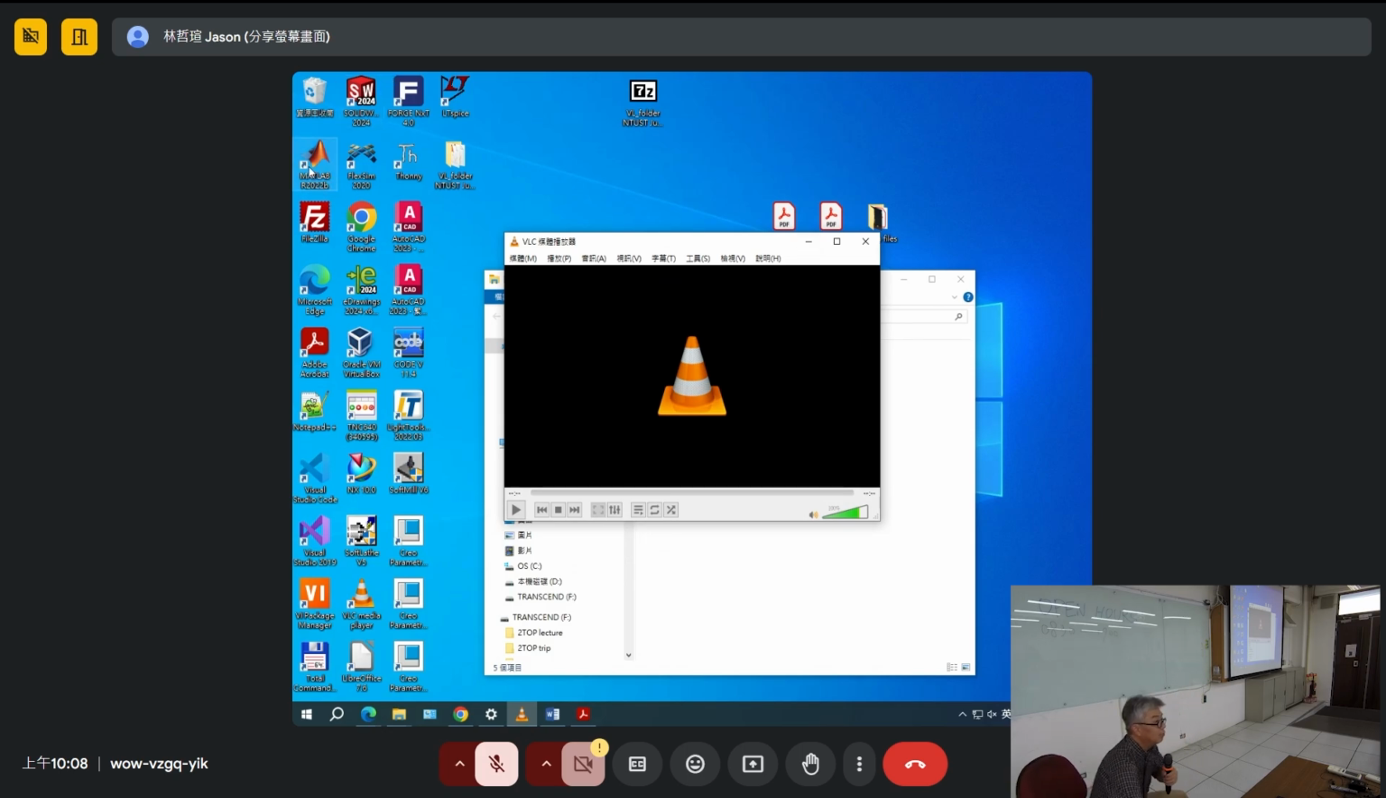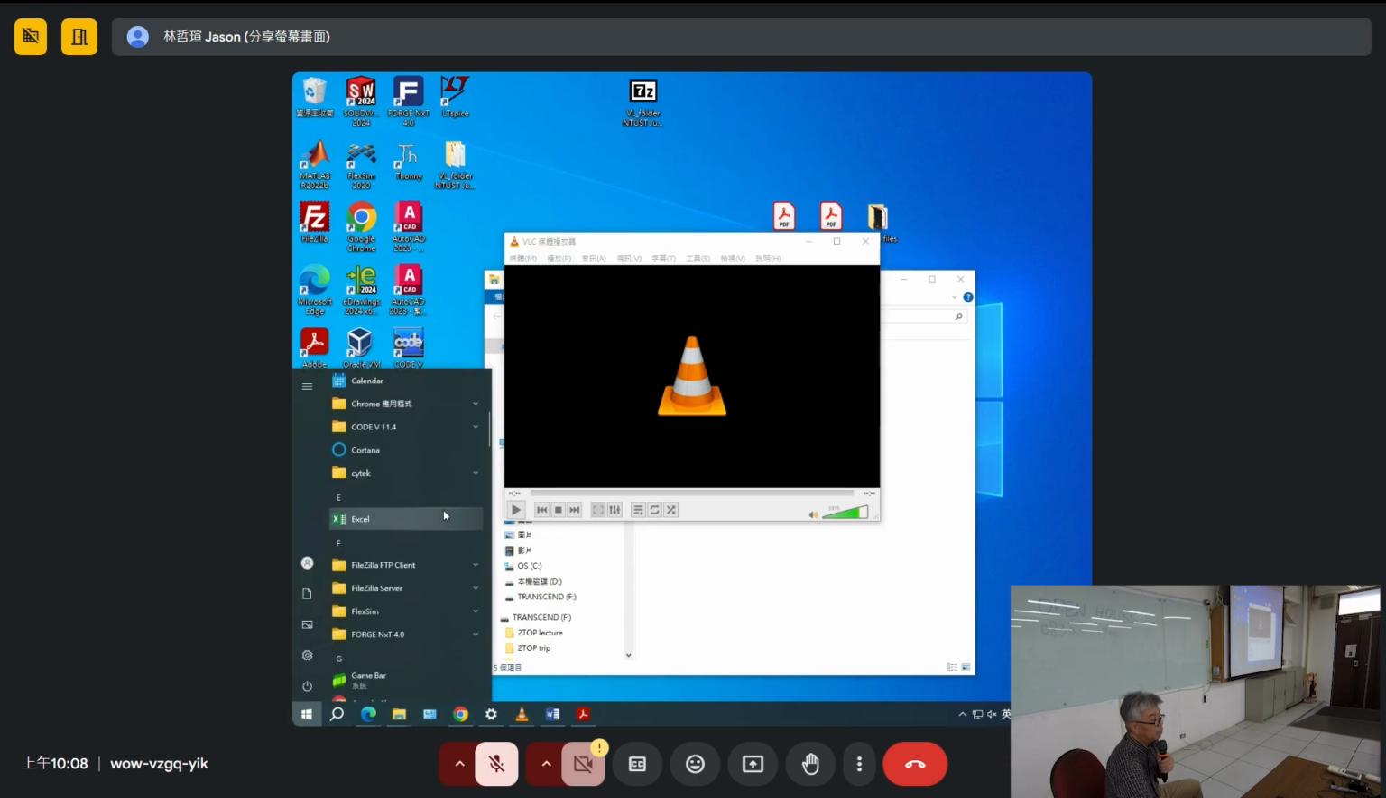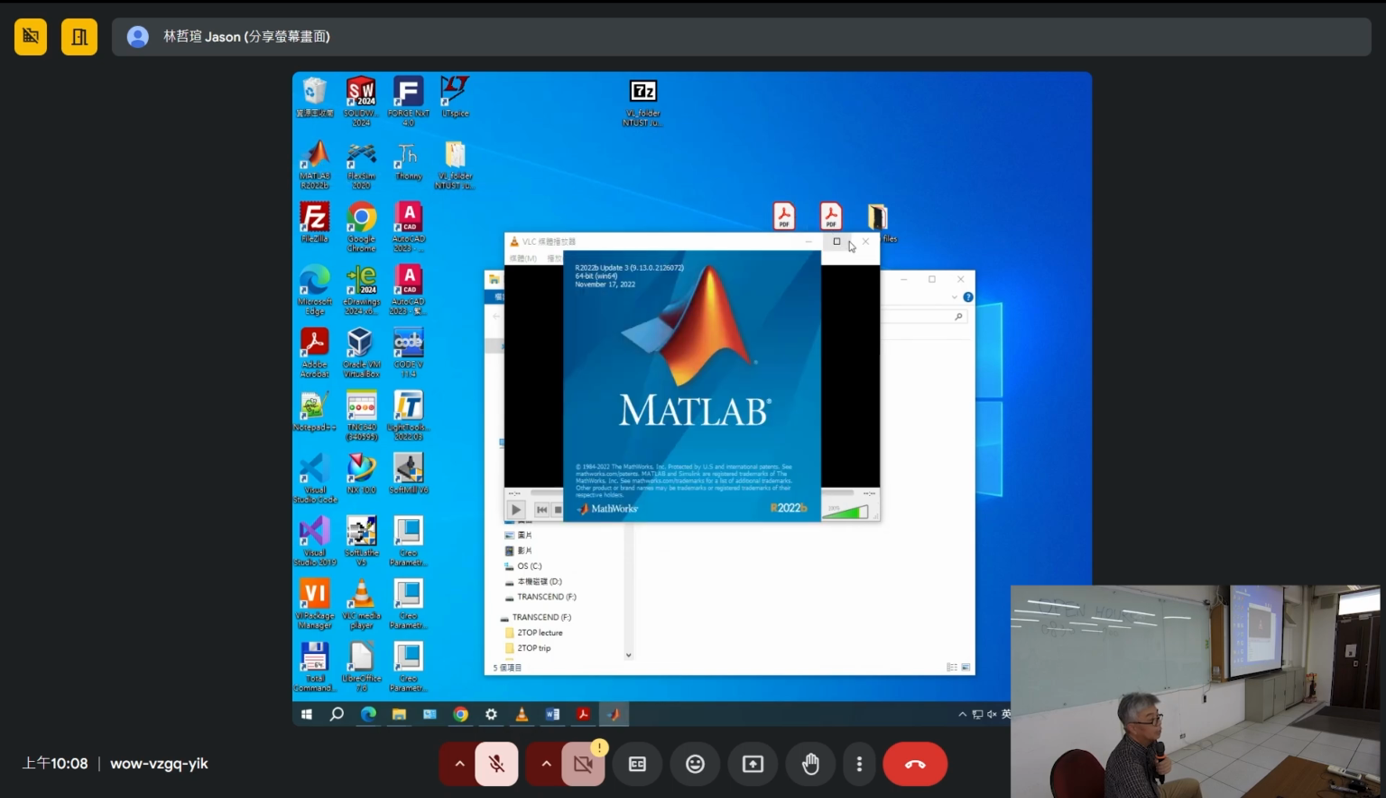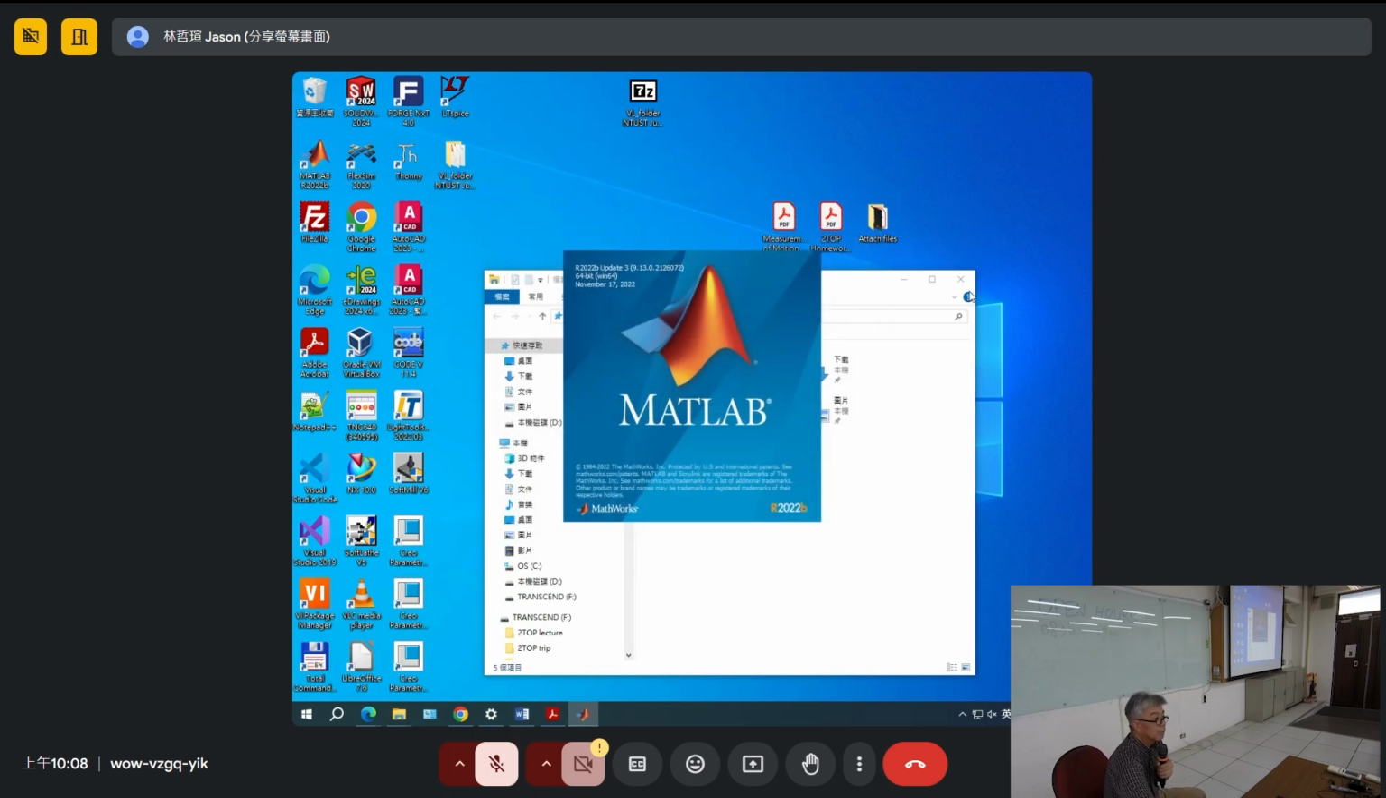Okay. For MATLAB, if you have the MATLAB icon here, you double click. Or you can find it from the menu, right? You scroll down, you can find MATLAB somewhere here. Here you go. This is okay, but usually MATLAB is on the desktop. Good. Double click.